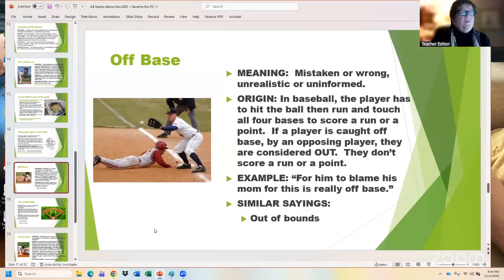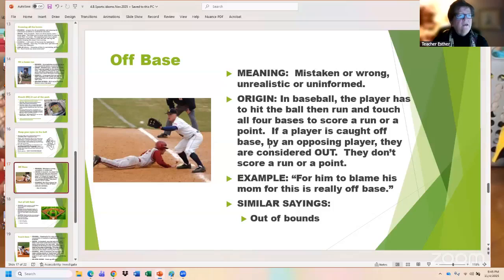Okay, so the player has to touch the base, and this guy's hand is not on the base, so he is off base. He's mistaken or wrong, and he's going to be out because he hasn't touched the base. So the player has to hit the ball and then run and touch all four bases. Usually they're touching the base with their foot, but sometimes they slide in order to get there faster.